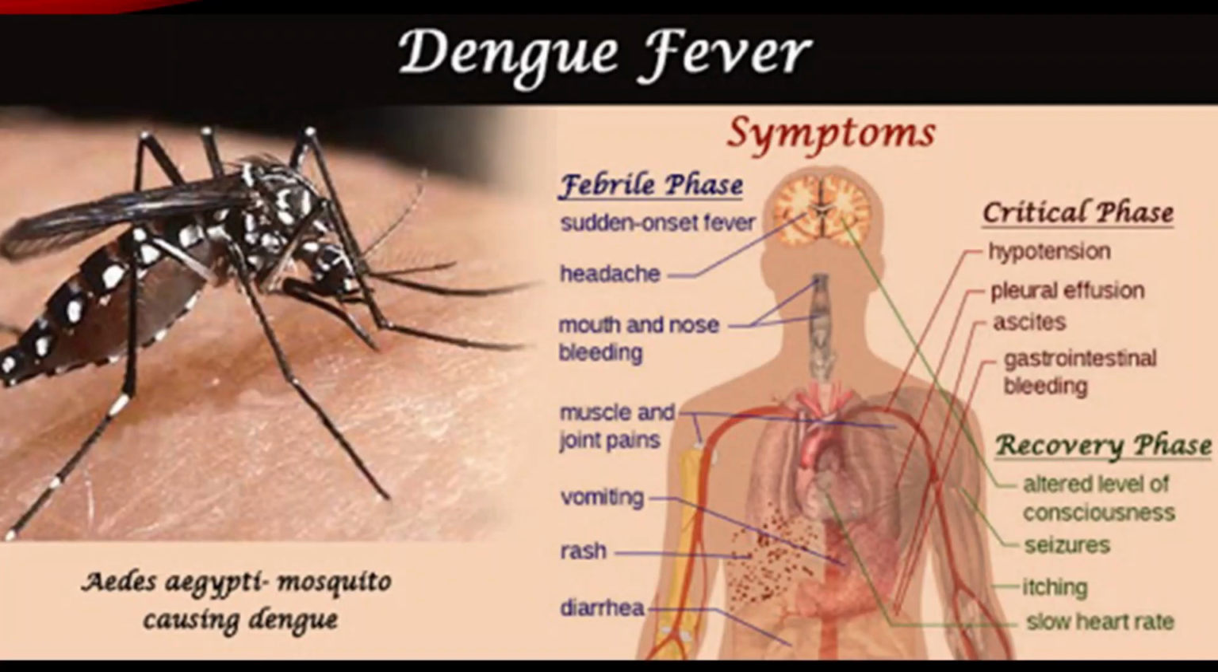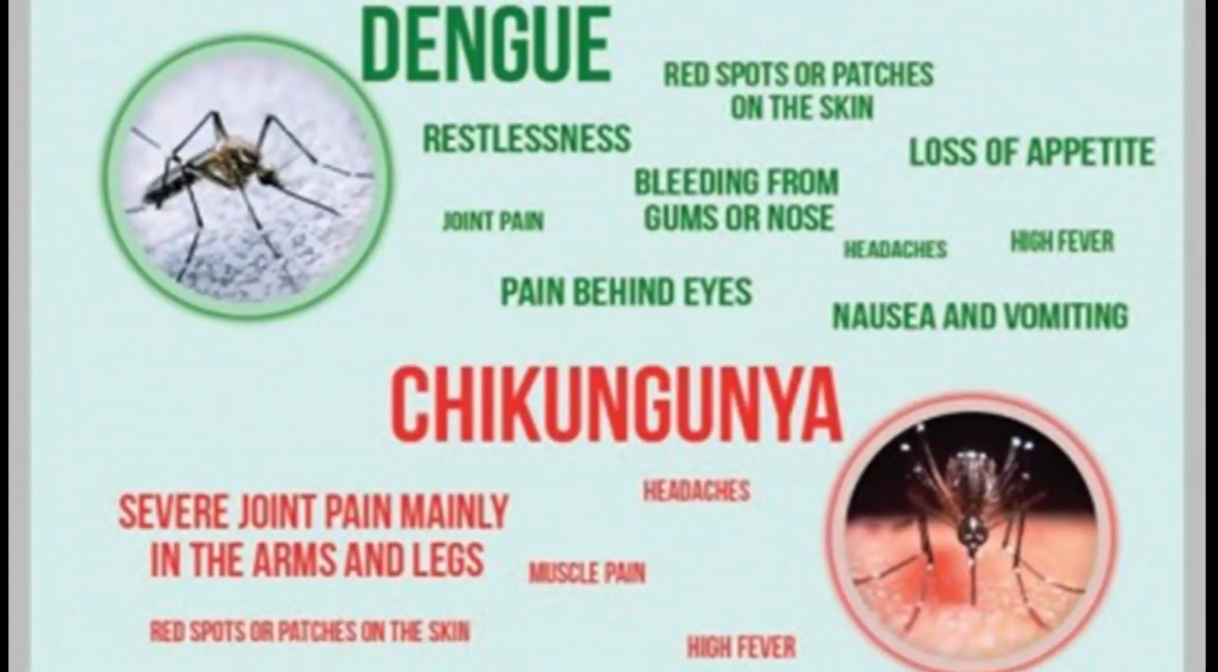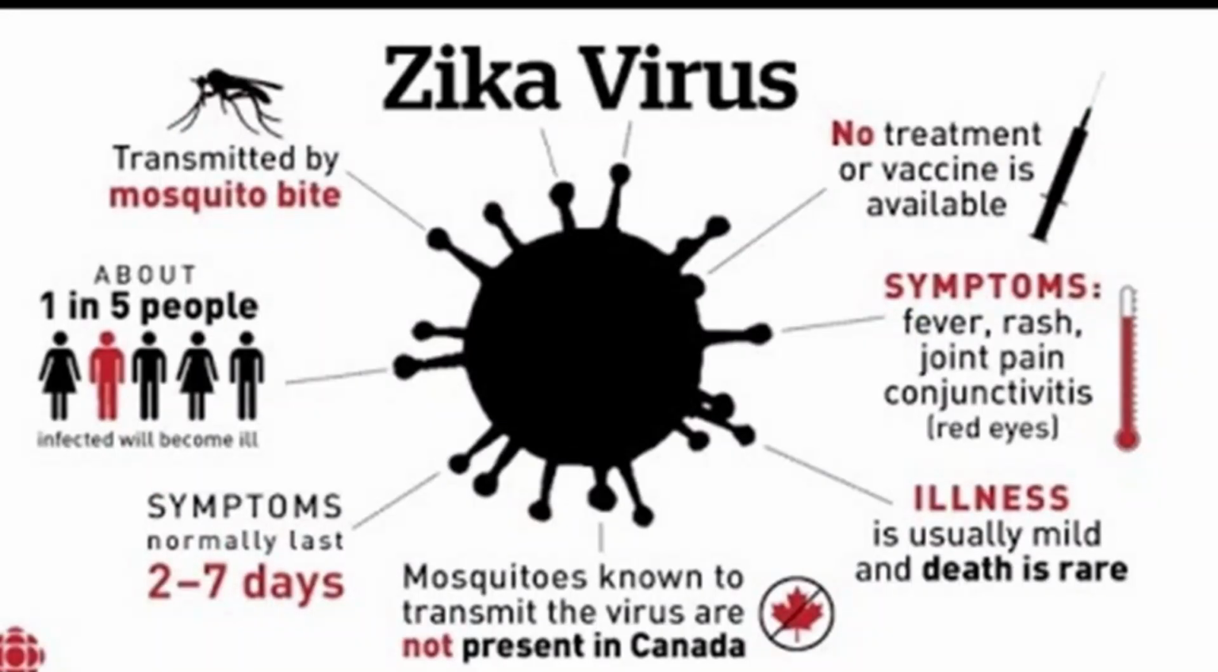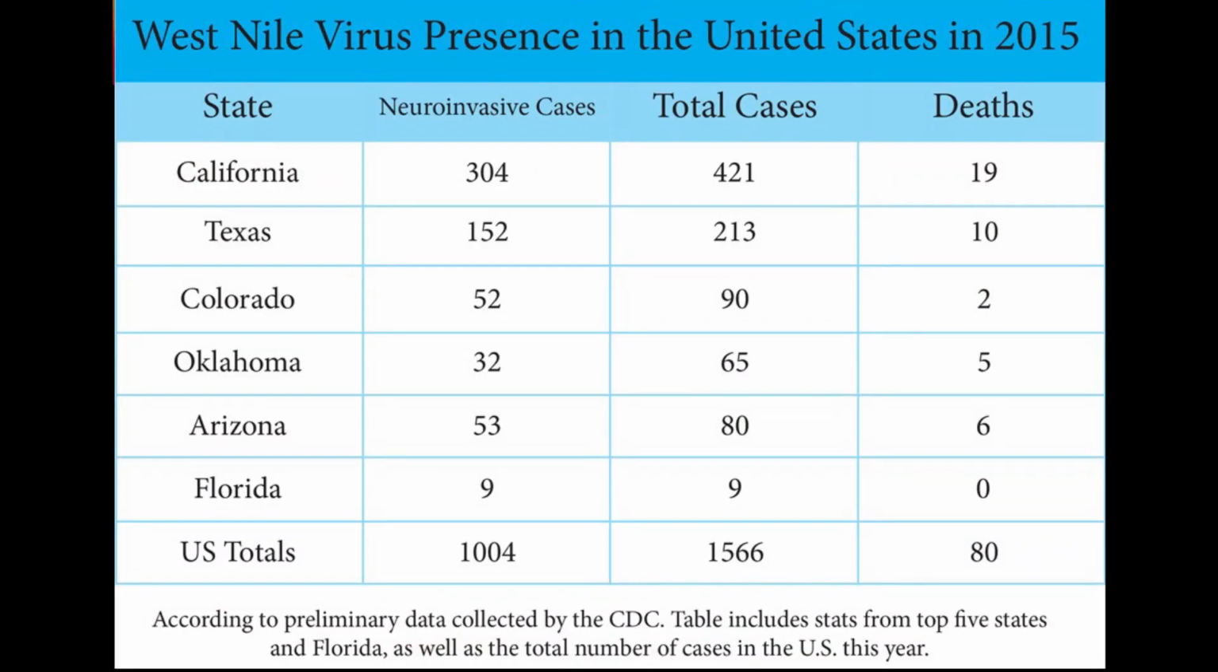Dengue fever is a hemorrhagic fever virus. It makes you pretty sick. You know about chikungunya? That came to Florida. Zika came to Florida. Encephalitis viruses come to Florida. Okay.